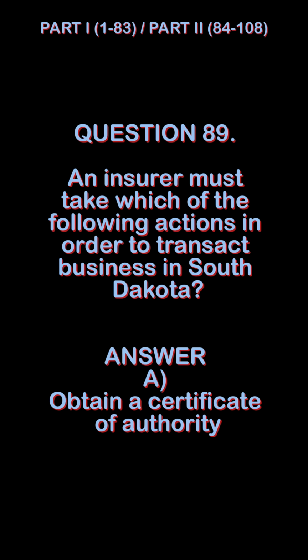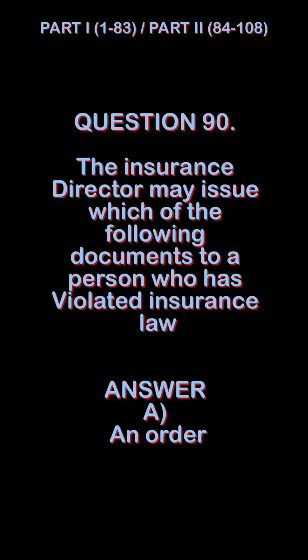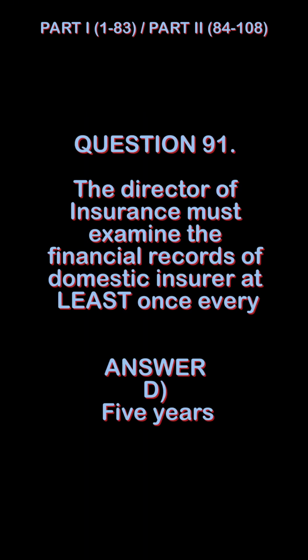Question 89. An insurer must take which of the following actions in order to transact business in South Dakota? Answer A, obtain a certificate of authority. Question 90. The insurance director may issue which of the following documents to a person who has violated insurance law? Answer A, an order. Question 91. The Director of Insurance must examine the financial records of a domestic insurer at least once every. Answer D, 5 years.